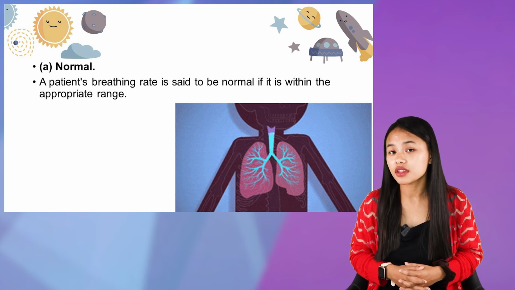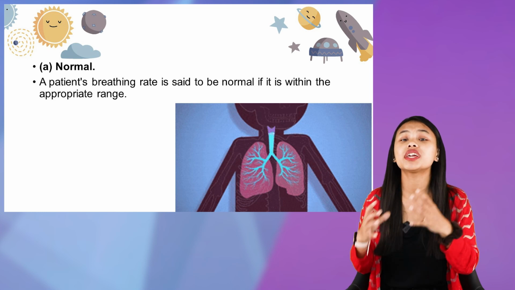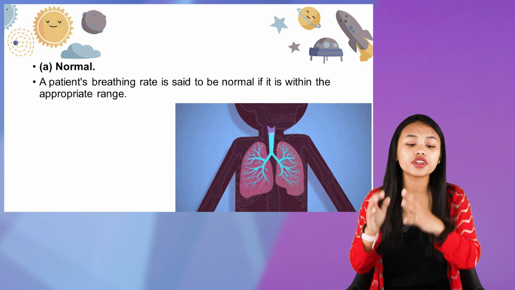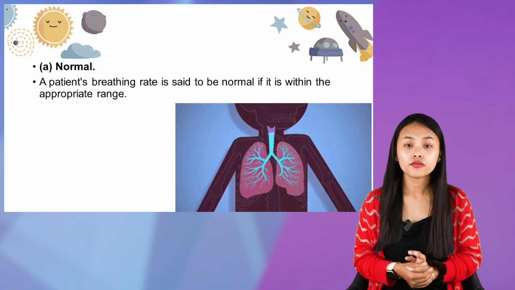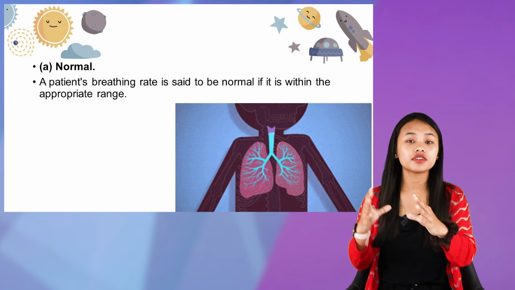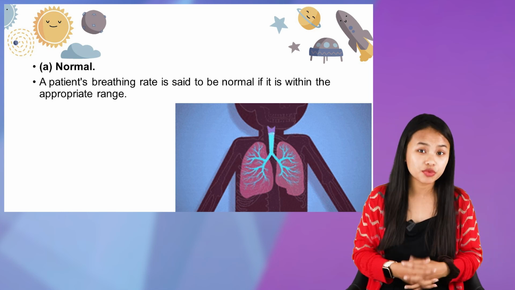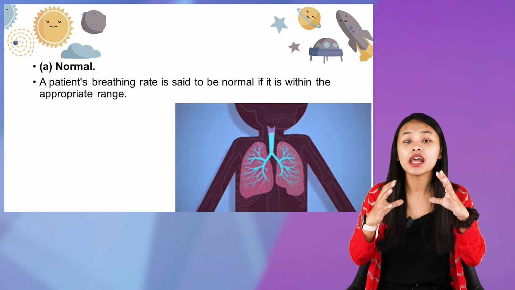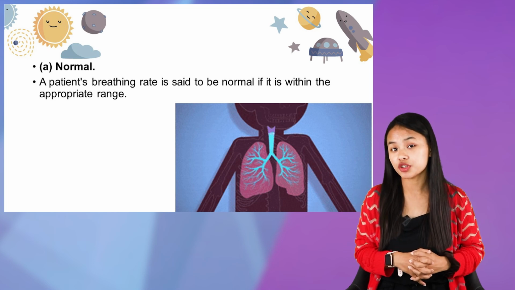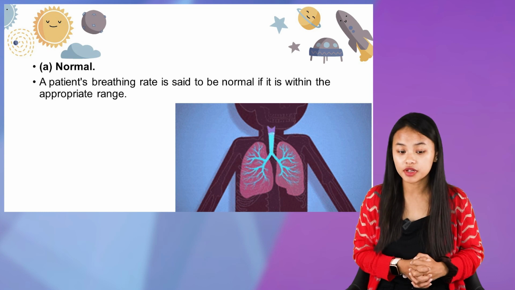So when can we say that the respiratory rate is normal? We can say that the respiratory rate is normal if it is within the appropriate range. As I've told you about the different ranges for different age groups, if you assess the breathing rate and find that it is within the appropriate range, then their respiratory rate is considered to be normal.